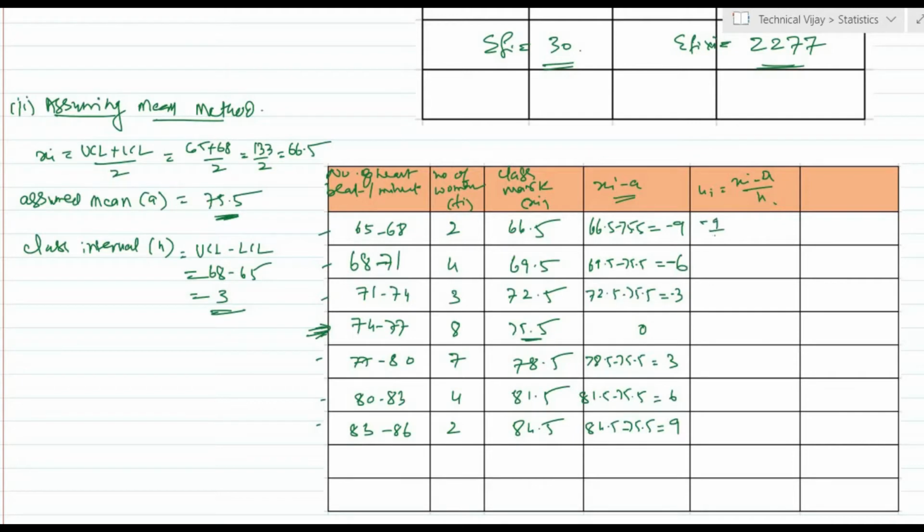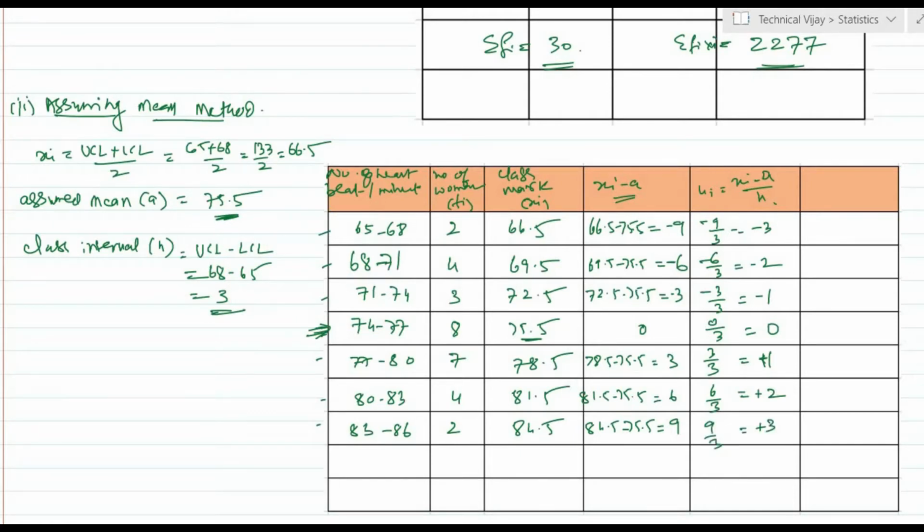Minus 9 by 3 is equal to minus 3. Okay. So minus 6 by 3 is equal to minus 2. Minus 3 by 3 is equal to minus 1. This is equal to 0 by 3 is equal to 0. 3 by 3 is equal to plus 1. So 6 by 3 is equal to plus 2. 9 by 3 is equal to plus 3.